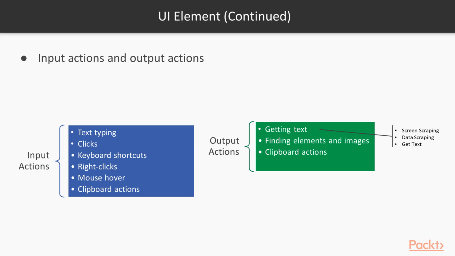All interactions with the UI can be split into input actions and output actions. Some of the examples of input actions are text typing, clicking, keyboard shortcuts, right clicks, mouse hover, clipboard actions. Output actions examples are getting text, finding elements and images. Getting text will be performed using techniques such as screen scraping and data scraping. For specific element text extraction, the getText activity can be used.